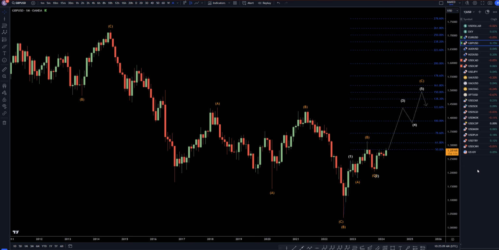Today is Thursday, March 14th, and this is my analysis of the pound US dollar, starting on the monthly time frame and working my way down to the 1 hour time frame for the full top down analysis.